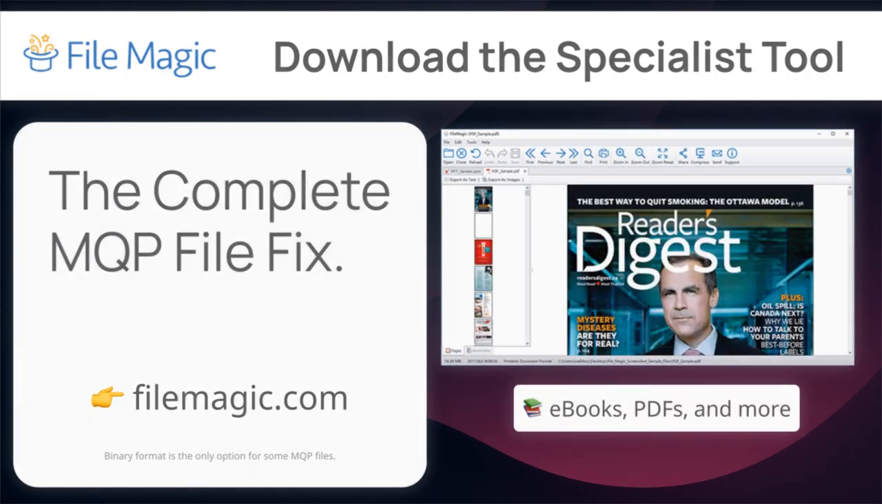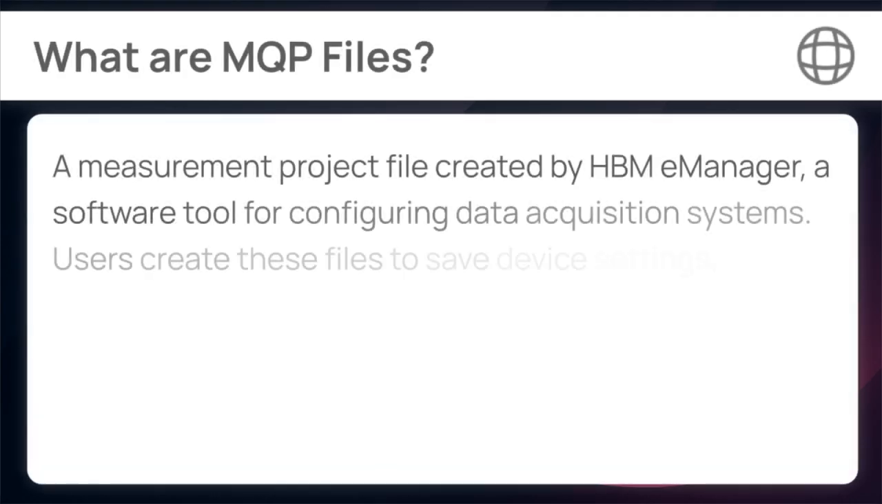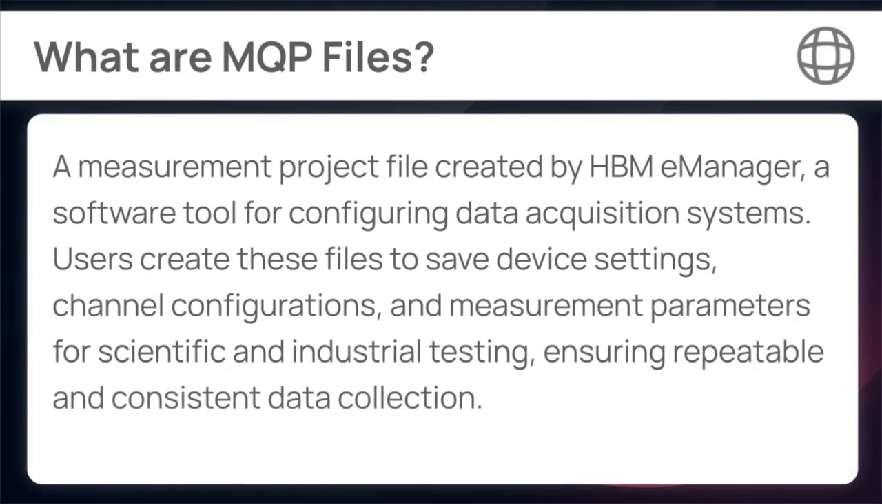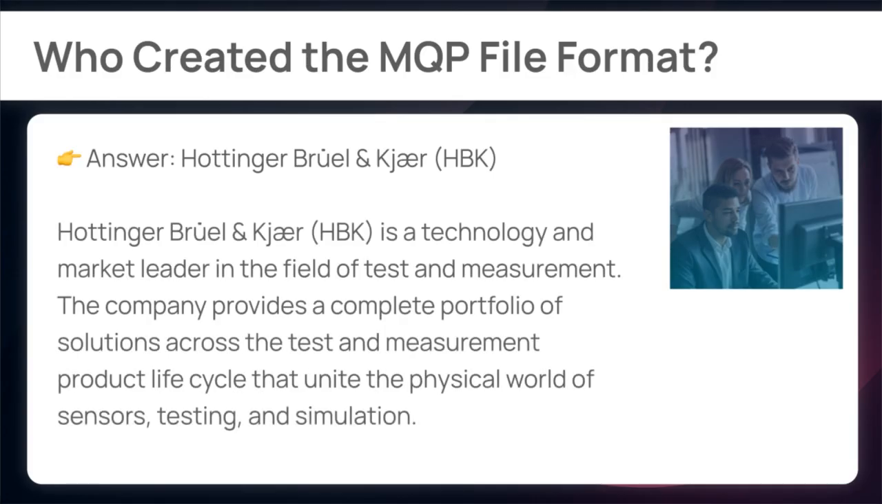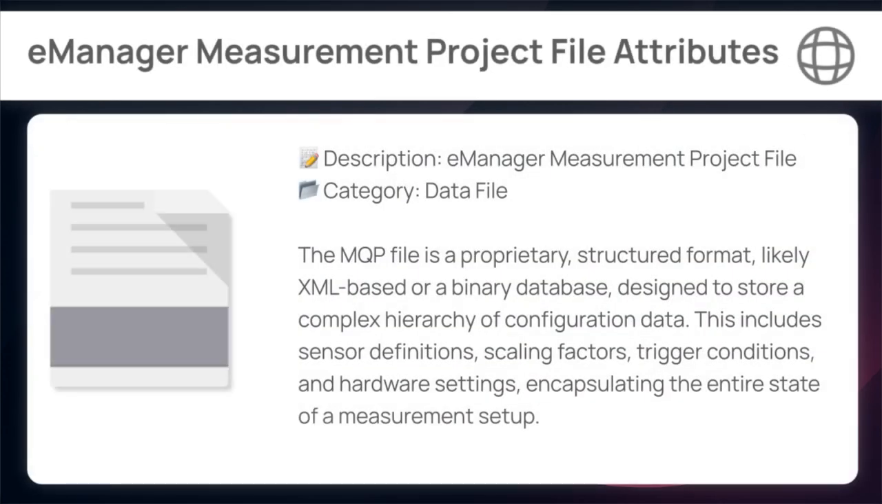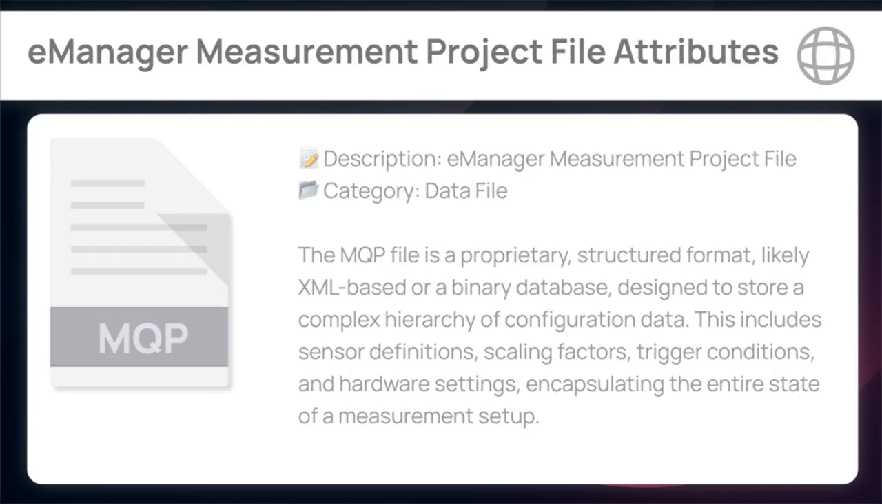A measurement project file created by HBM eManager, a software tool for configuring data acquisition systems. Users create these files to save device settings, channel configurations, and measurement parameters for scientific and industrial testing, ensuring repeatable and consistent data collection. The MQP file is a proprietary structured format, likely XML-based or a binary database, designed to store a complex hierarchy of configuration data. This includes sensor definitions, scaling factors, trigger conditions, and hardware settings, encapsulating the entire state of a measurement setup.